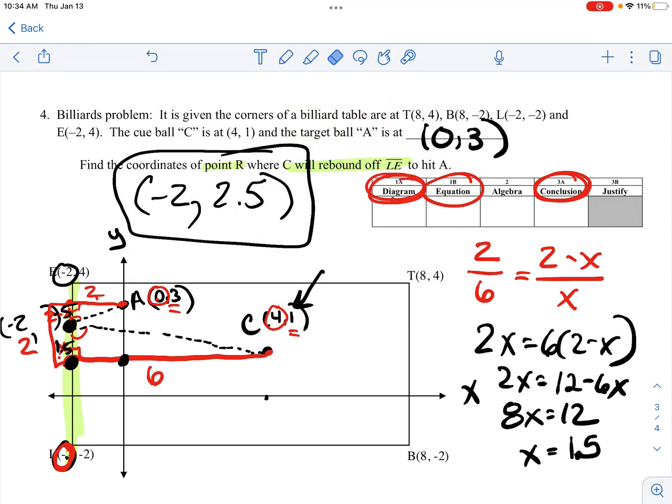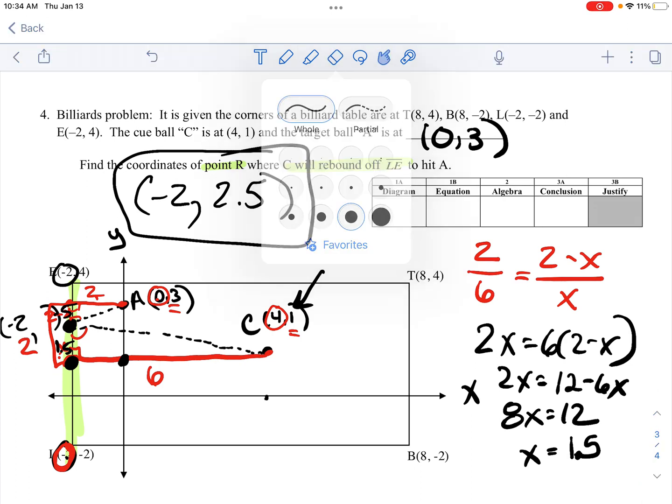So to summarize, I create a diagram, get my triangles, and prove my triangles similar. Once I prove my triangles similar, I set up an equation, and then I go back and answer and find the conclusion.